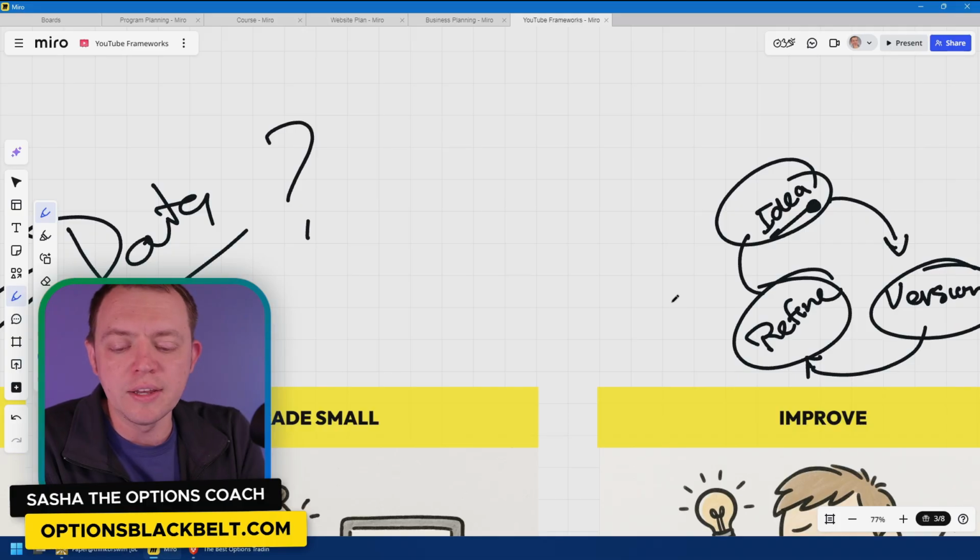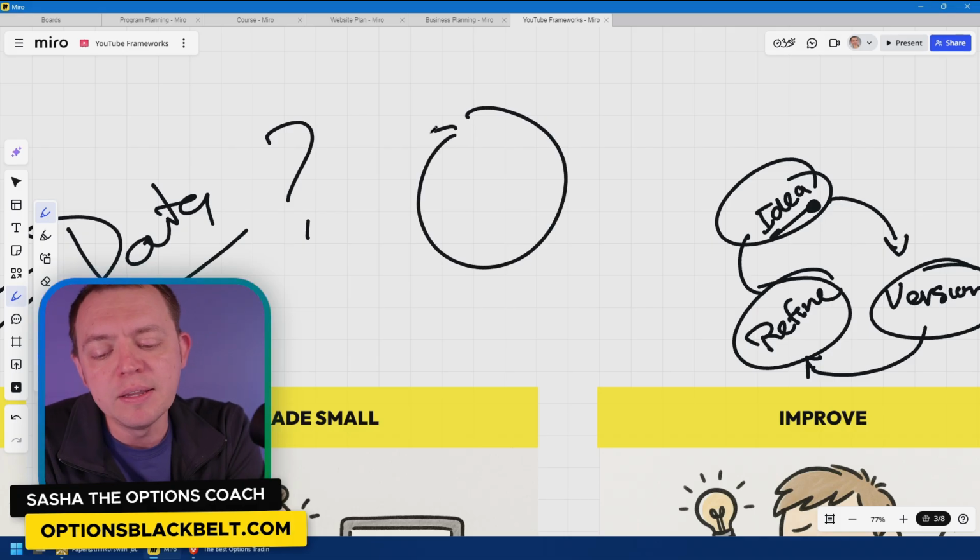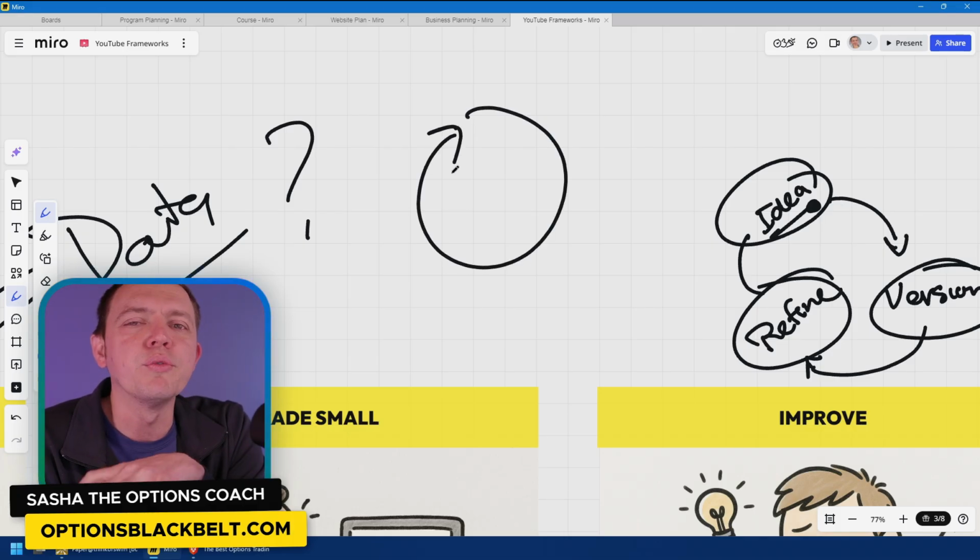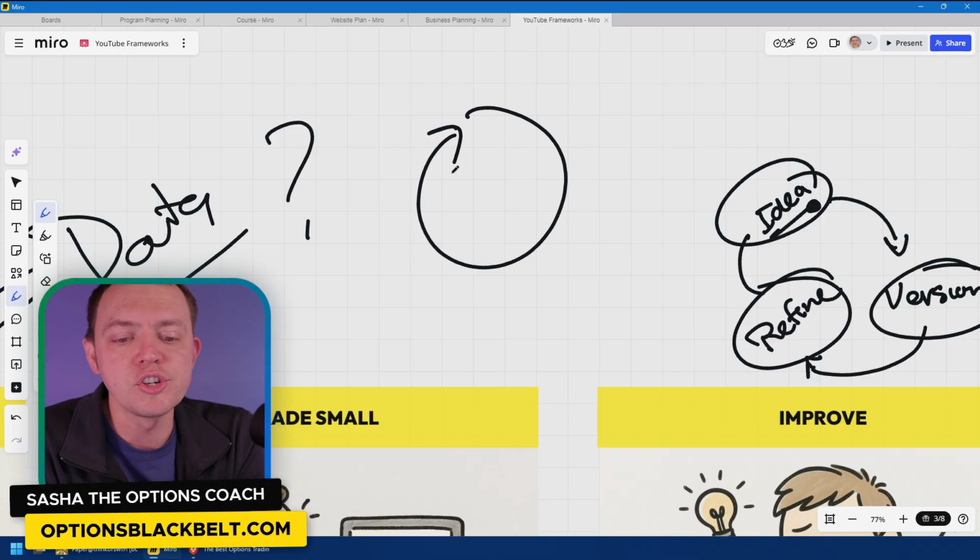So rather than going in and trading big right off the bat, you have to have that improvement cycle where you continue to repeat and iterate new versions of that.